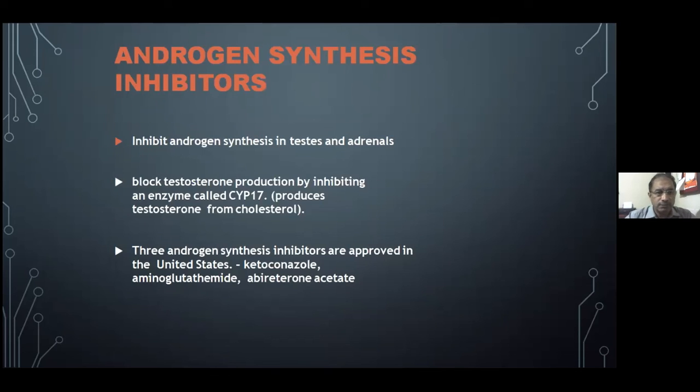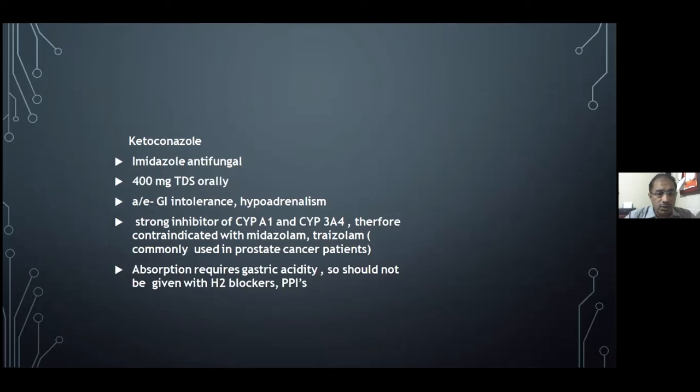Androgen synthesis inhibitors inhibit androgen synthesis in the testes and adrenal. They block testosterone production by inhibiting an enzyme called CYP17, which produces testosterone from cholesterol. Three androgen synthesis inhibitors are approved in the United States: ketoconazole, aminoglutethimide, and abiraterone acetate. Ketoconazole is an imidazole antifungal, given 400 milligram TDS, a strong inhibitor of CYP1A1 and CYP3A4, therefore contraindicated with many drugs. Its absorption requires gastric acidity, so it should not be given with H2 blocker or PPI.